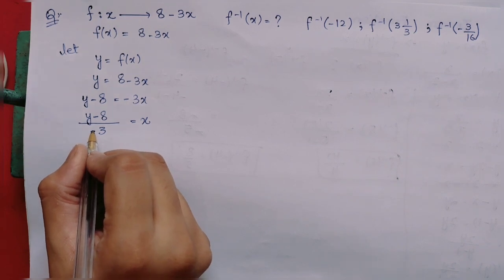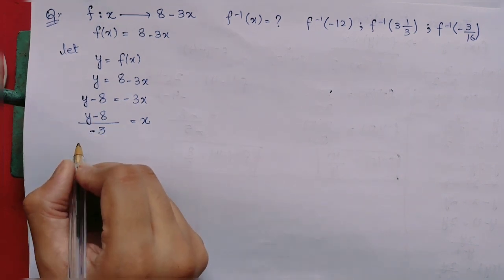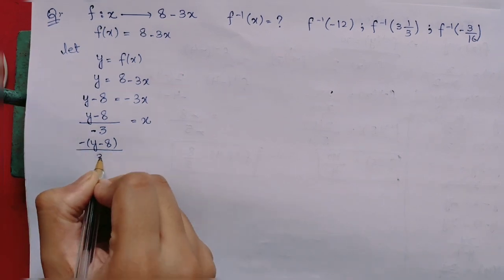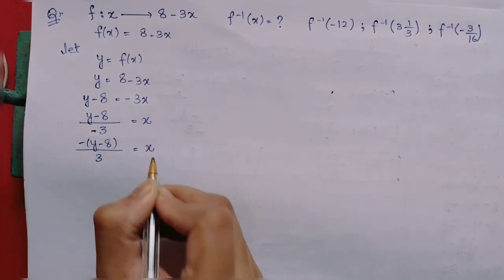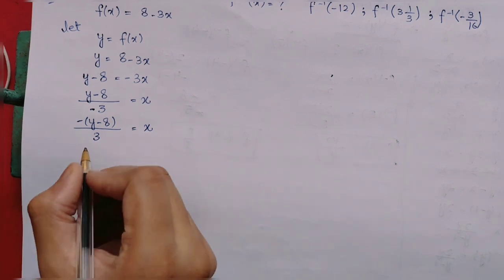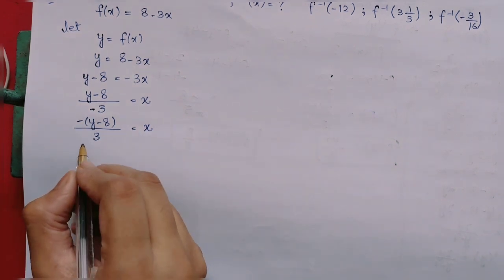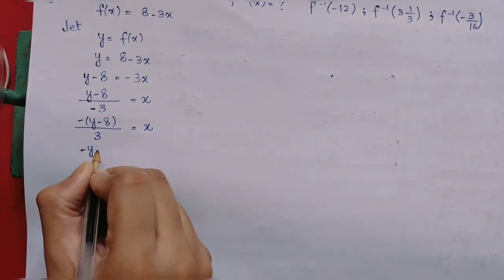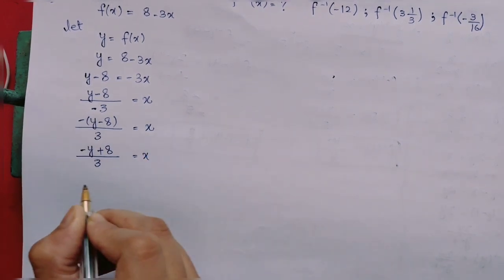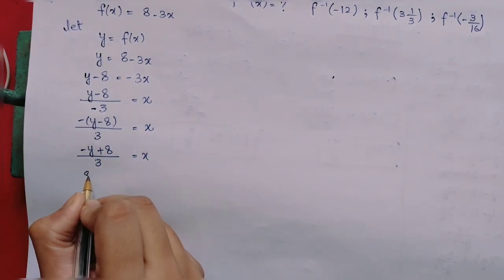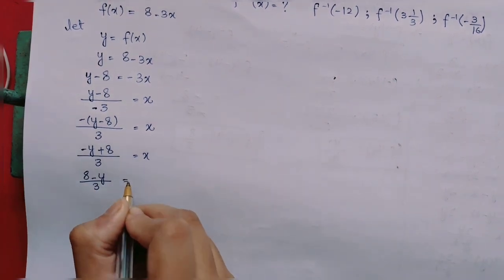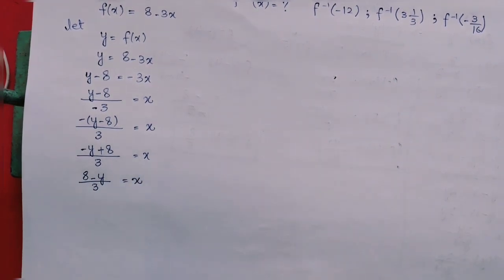I write this minus sign with the numerator. There is no problem if I write the minus sign with the numerator or denominator. For simplification or to make it easy, when we multiply the minus sign, it becomes minus y and minus minus plus 8 over 3. Now I can see 8 is positive, so I write it firstly 8 minus y over 3. I just change their places, which is equal to x.